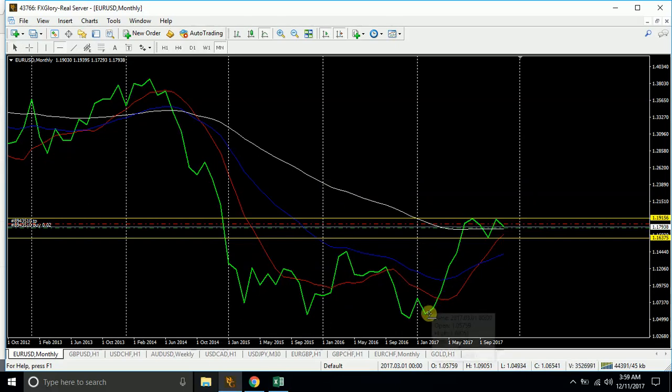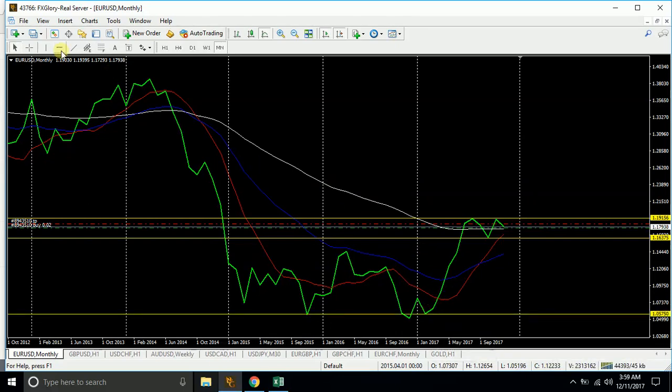Now let's take it a step back further. The second most recent point of support, second most recent point of resistance. So we have the first and second most recent points of support and resistance on this monthly time frame on the Euro USD.